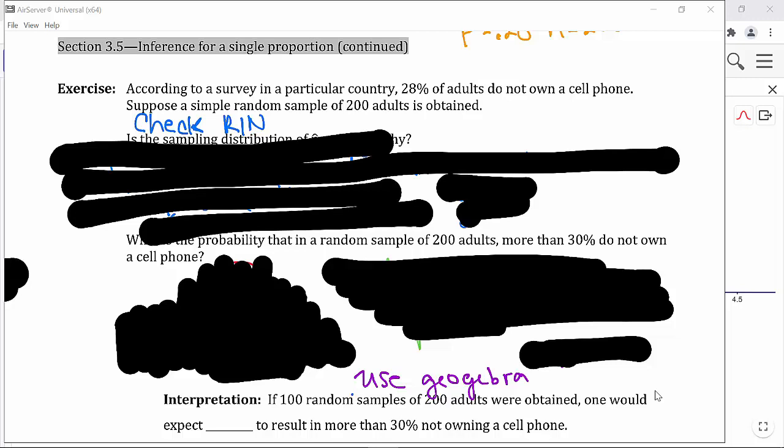Page 95 of the notes. According to a survey in a particular country, 28% of adults do not own a cell phone. Suppose a simple random sample of 200 adults is attained. So they had to use a survey to get kind of the p-value. So this in itself is a p-hat, but then they want you to take another survey.